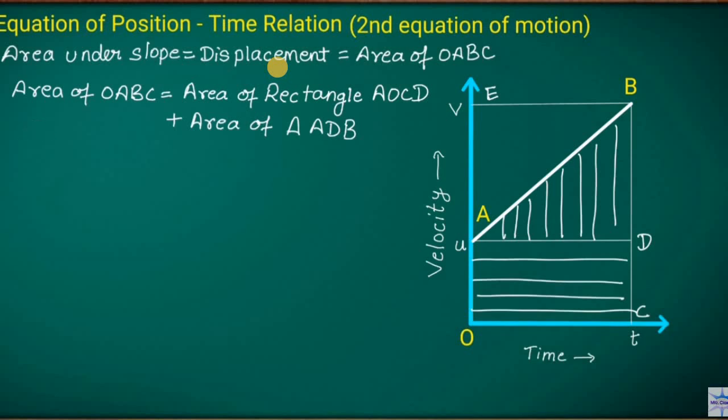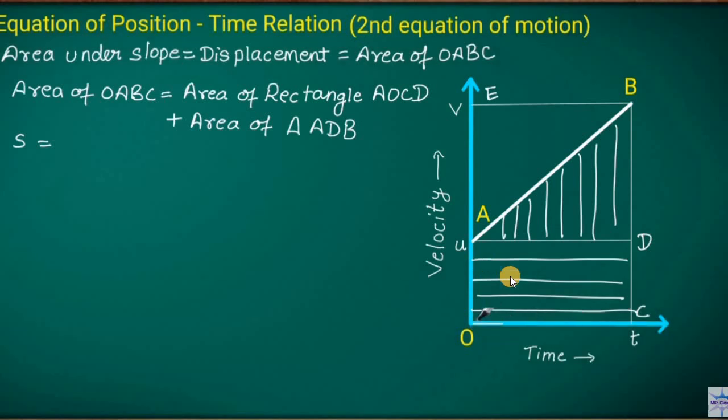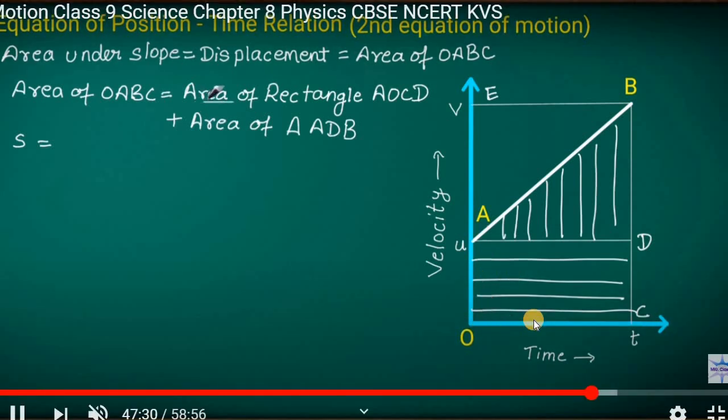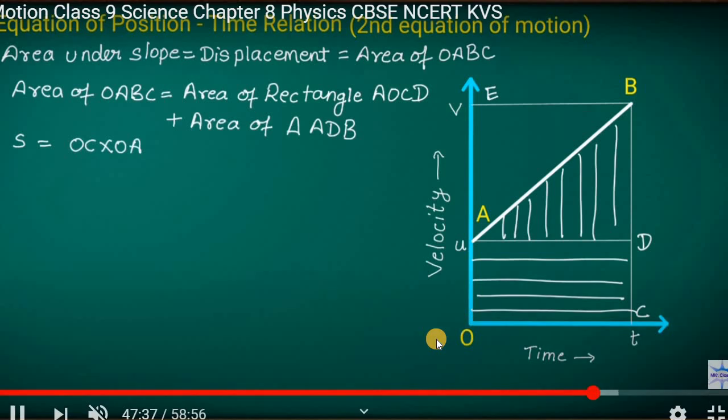And as we know, the symbol of displacement is S. So S is equal to the area of rectangle OACB. The area is length into breadth. So instead of the area of the rectangle, we can write OC into OA, meaning length into breadth. Plus, we have to add the area of ADB. So it is a right angle triangle.